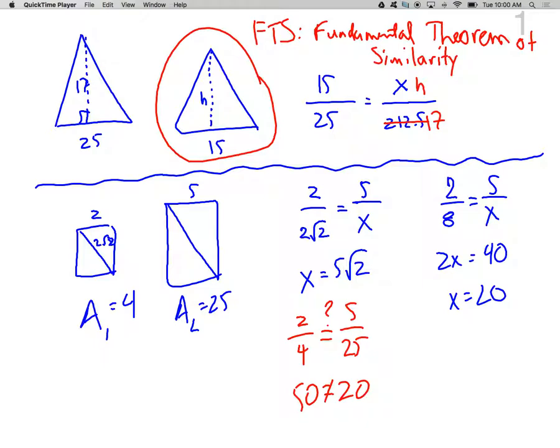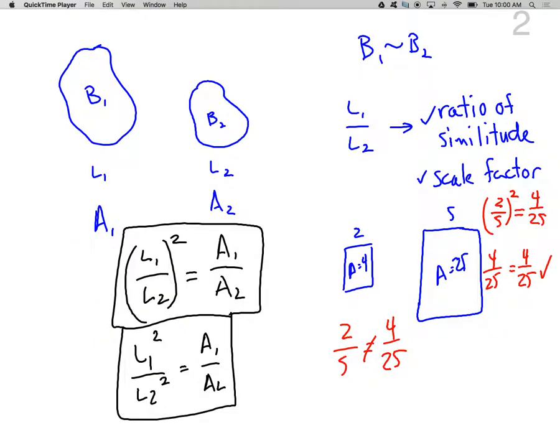However, the fundamental theorem of similarity allows you to not go through that calculation. So you're saying, well, why can't I just do this all the time? Because what happens then when we have blobs? I don't know any measurements on those blobs. I don't know how to find the area of the blobs. I just have a bunch of information.